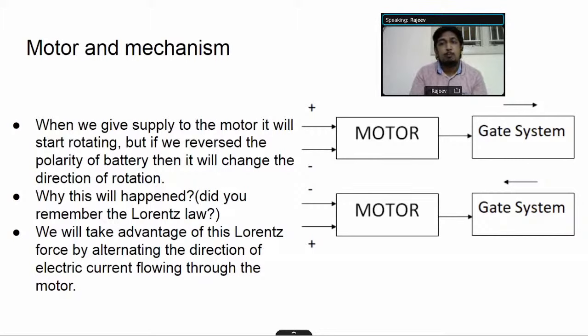Whenever the electric current is flowing through the motor and the motor rotates in the clockwise direction, the gate will be opened, and when the motor rotates in the anti-clockwise direction, the gate will be closed. That means we have to change the polarities of the motor, and vice versa. When we give positive and negative polarities to the motor, the gate opens. Similarly, when the polarities are changed, the gate will be closed. Depending upon the supply we give, the gate opening and closing systems happen there.